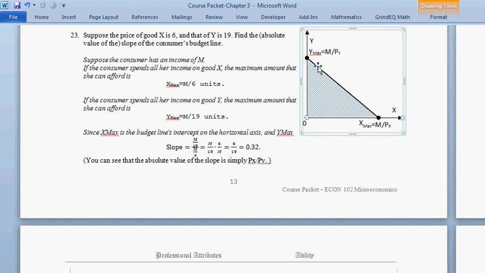Now we're going to calculate the slope of this budget line. It's equal to rise over run. That's rise, that's run. Now let's take that denominator, flip it, put it here, and then now we get the answer. That's 0.32. Okay, that's all for this question.